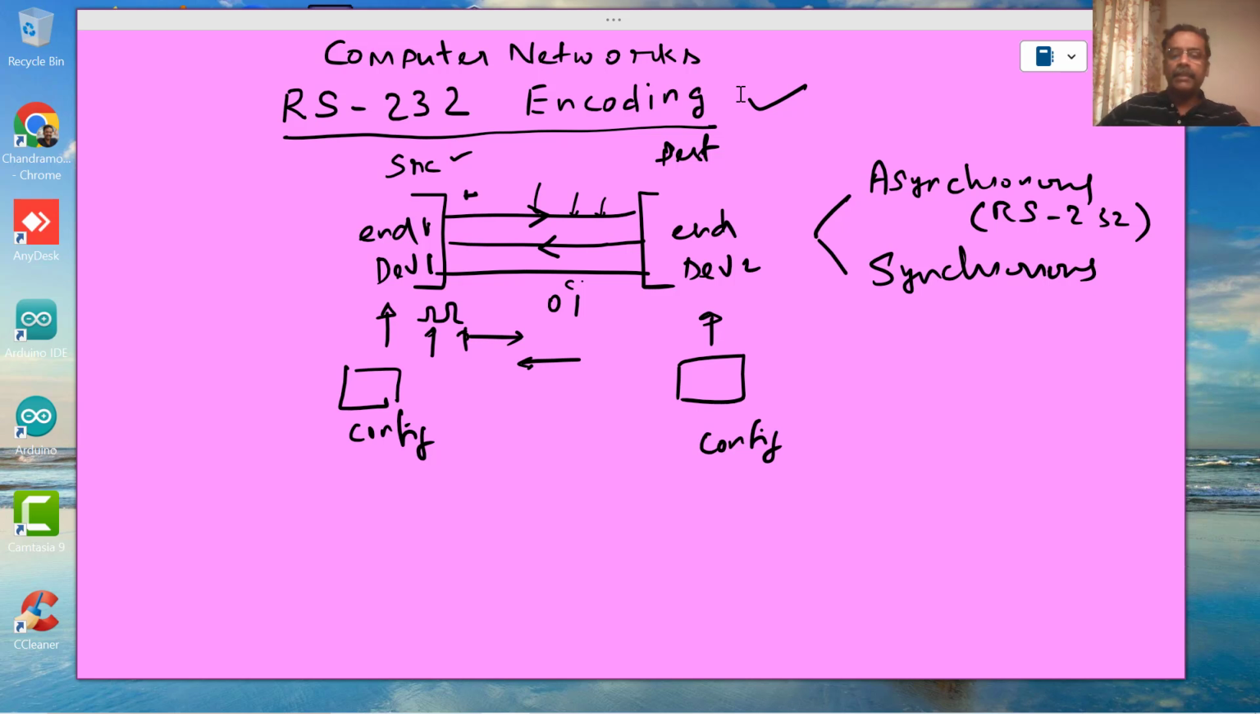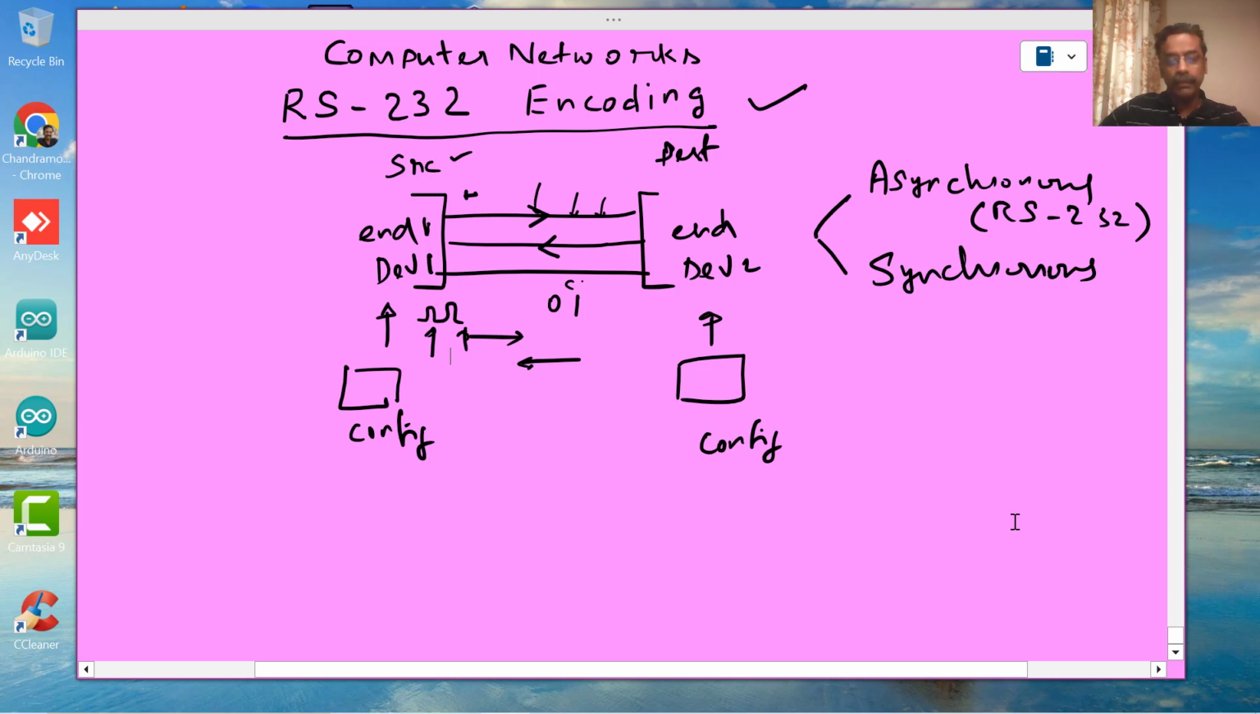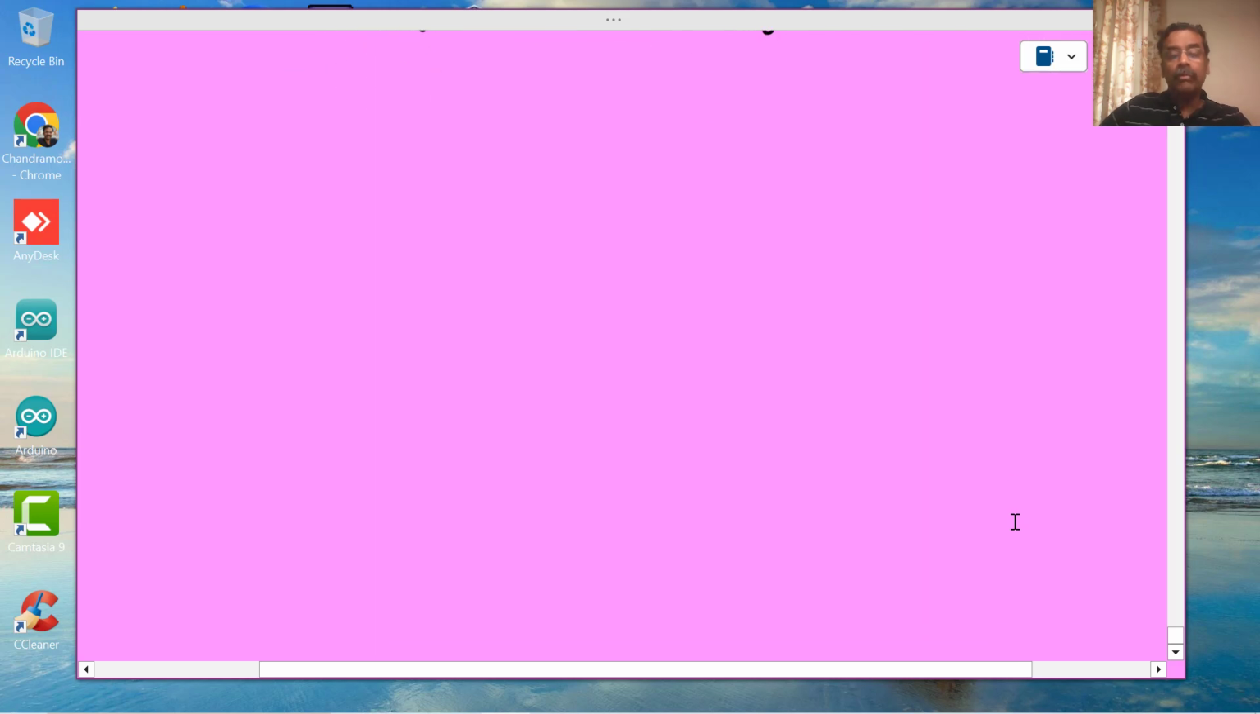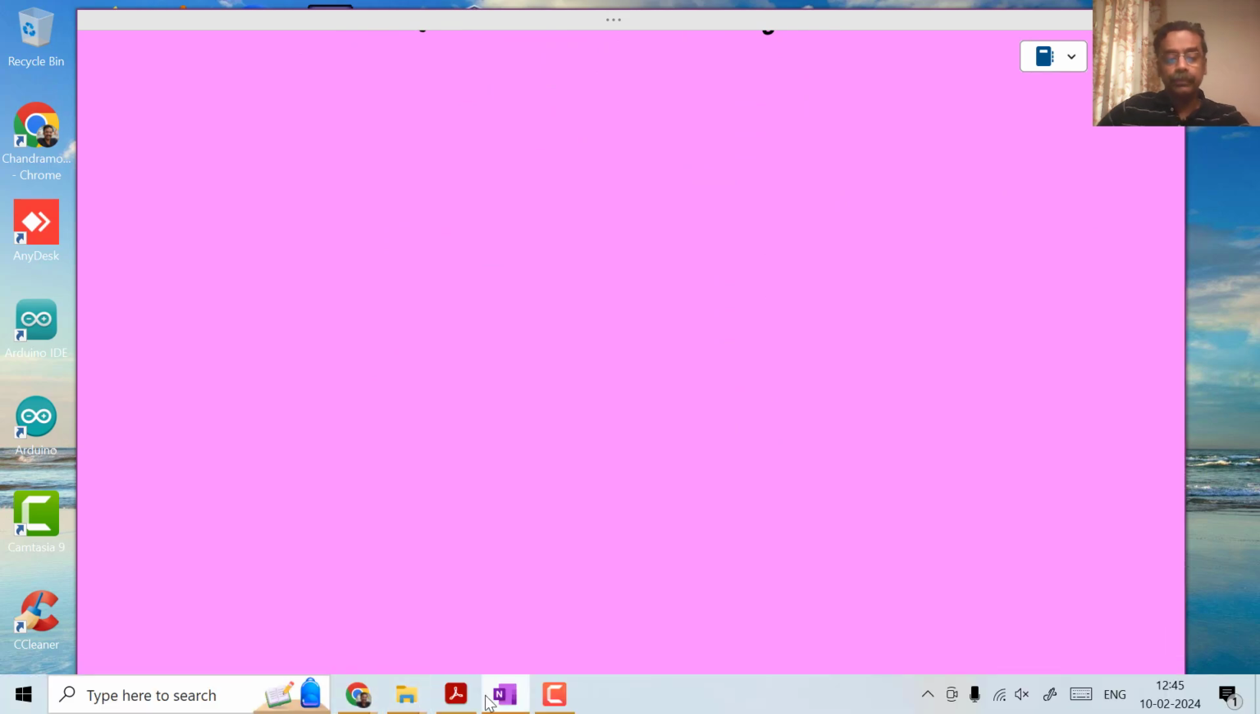There are some difficulties between these two, and there are some advantages of having one over the other. But let us not go into the details of them. Let us spend some time on what is RS232.